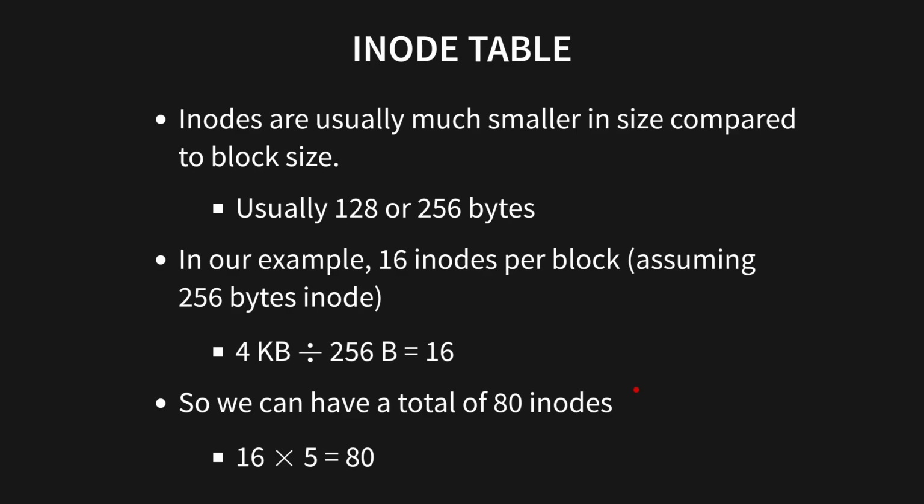And the thing is that we have 4 kilobyte blocks. However, inodes are usually around 128 or 256 bytes. So assuming we have 256 byte inodes, we can have 16 inodes per block, right? If we just divide 4 kilobytes by 256, we have 16 inodes that can fit into one block. Meaning, with 5 blocks in the inode table, we can have a total of 80 inodes, which is more than enough because we only had 56 data blocks. So in the worst case, if we had one inode for each data block, we still have more inodes left.